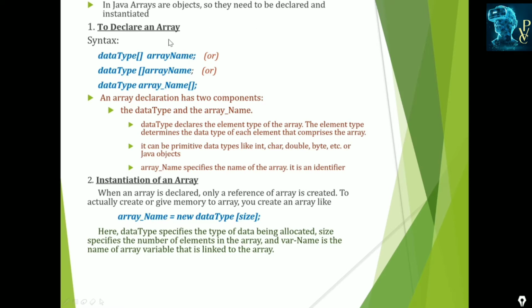To declare an array, we can use different syntaxes like this. Data type may be any primitive type: int, short, float, char, double, String, any type. Square brackets can be used, and then the array name. Square brackets can be used before the array name or after the array name. Any of these different forms can be used to declare the array. It has two components: one is the data type and another is the array name. Array name is any identifier name which follows the identifier naming rules. Data type may be any primitive type or any object.